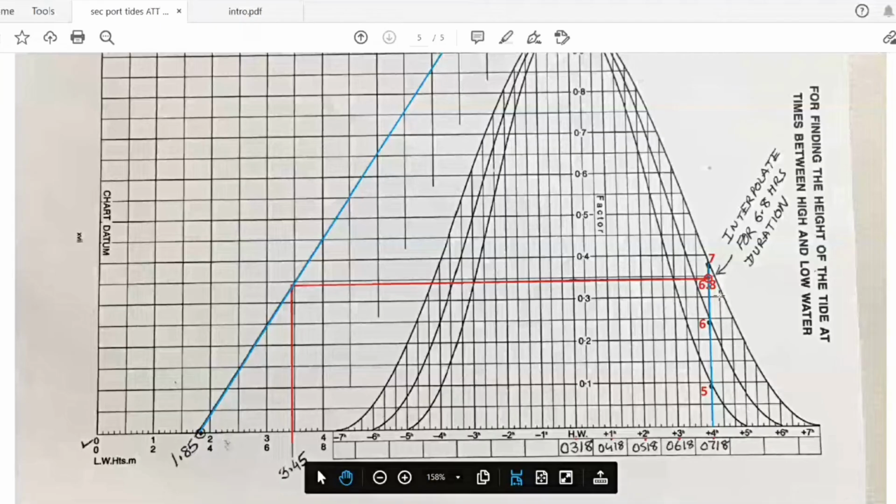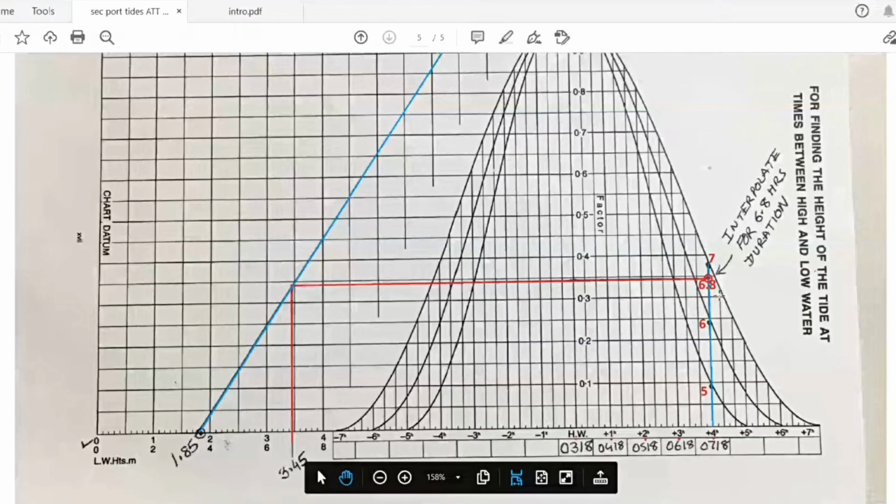Then draw the horizontal line. Wherever it cuts the sloping line, drop it. You can drop it here or take it on top also; the same answer will be there. But remember, measure on the scale in use. So on the inner scale, tick mark, what is the value? Between 3.4 and 3.5, so 3.45.